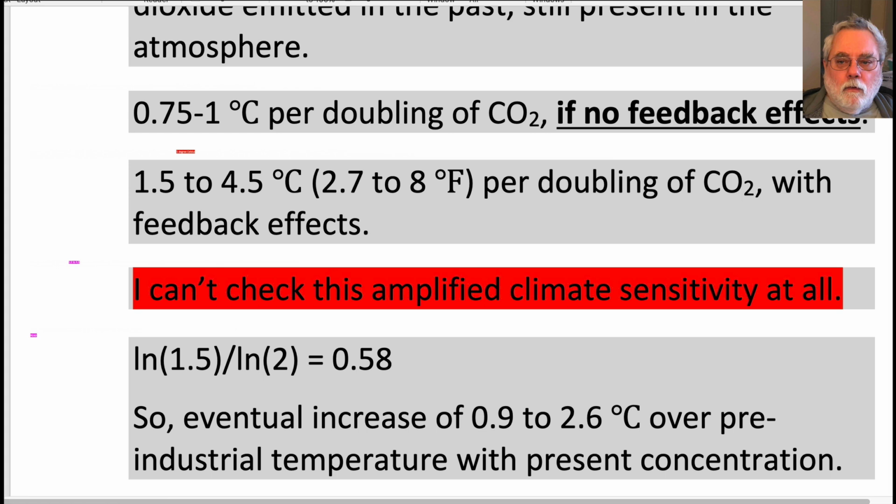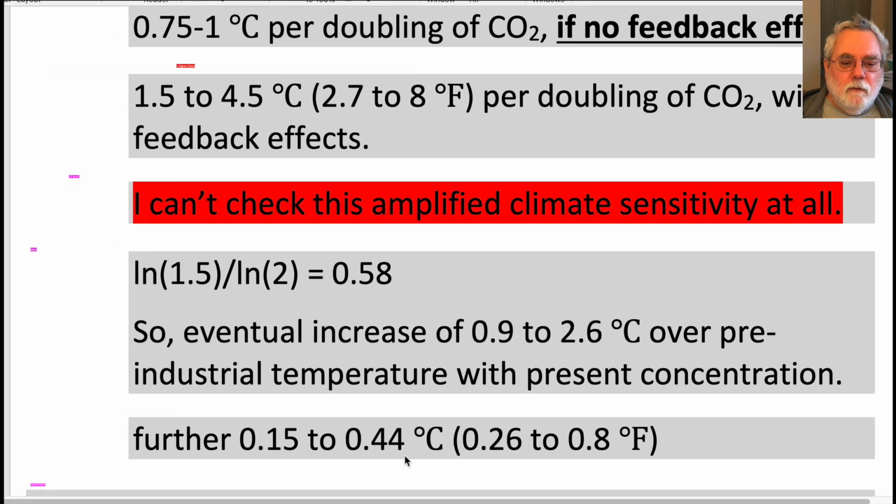There's a global goal to limit carbon dioxide to an additional 7%, though we will not achieve this. That 7% increment would produce an additional eventual increase in temperature of 0.15 to 0.44 degrees Celsius, or 0.26 to 0.8 degrees Fahrenheit.